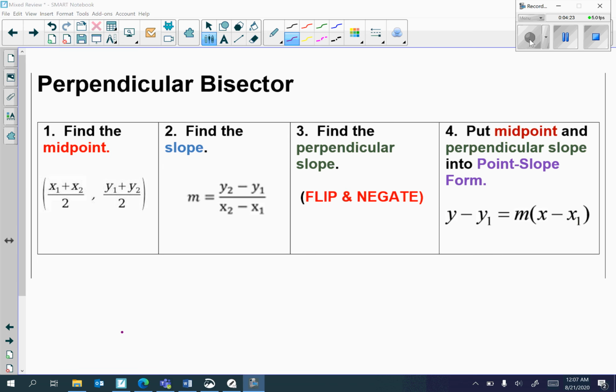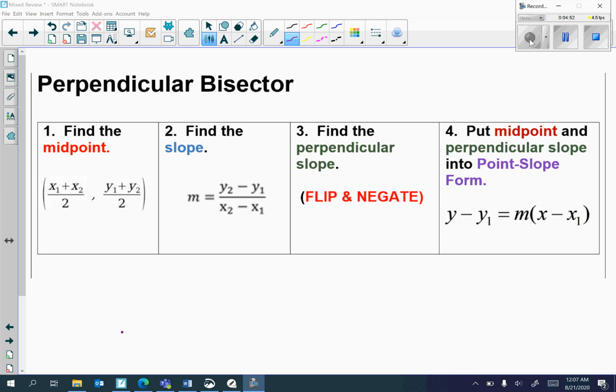And finally, we have perpendicular bisector. To find the equation of a perpendicular bisector, you have to follow the 4 steps. Step 1, first find the midpoint. Remember, the midpoint formula is x1 plus x2 divided by 2, y1 plus y2 divided by 2. Number 2, you find the slope using the slope formula. M is equal to y2 minus y1 over x2 minus x1.